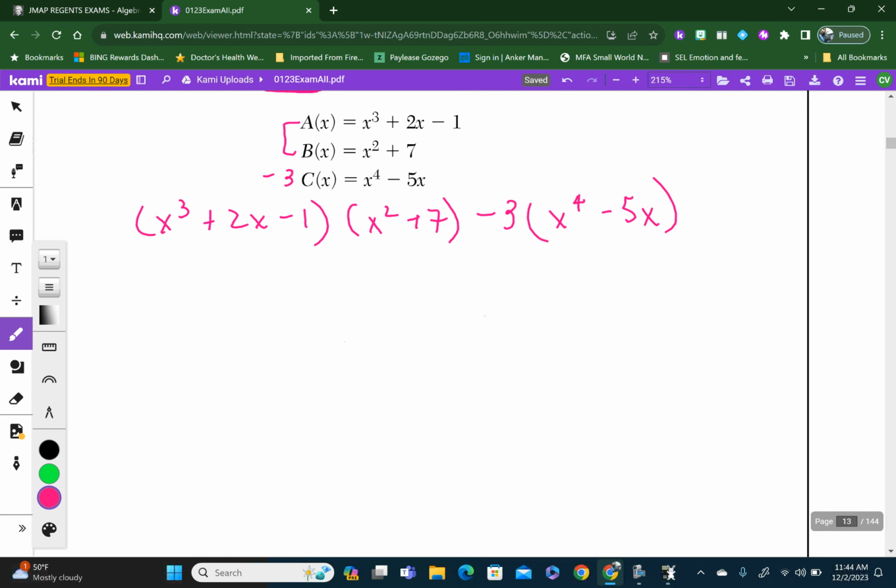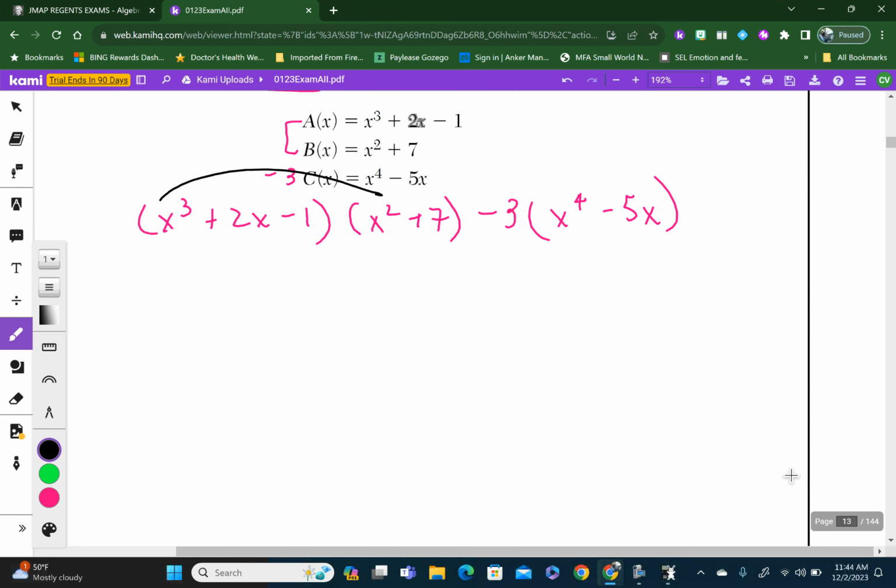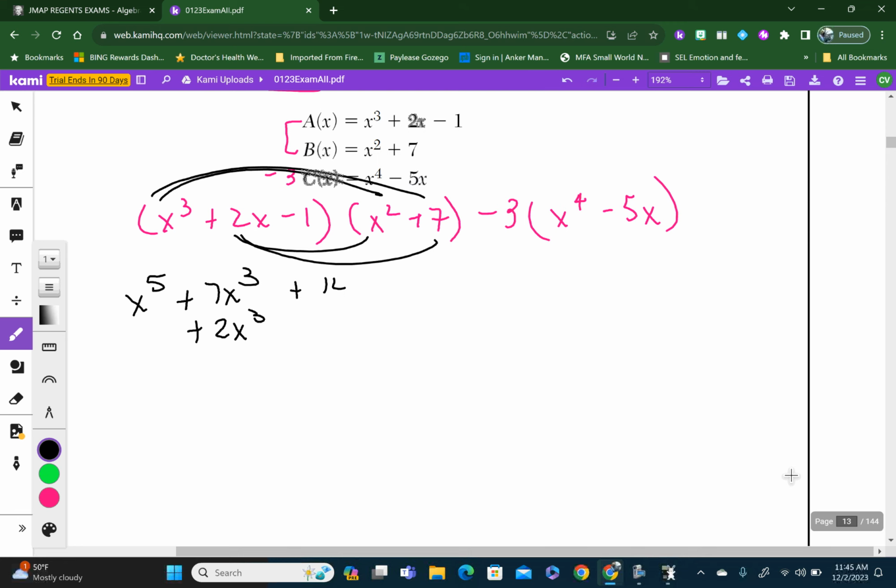So here, when you're multiplying, you use the distributive property. So this is going to be x to the fifth power. This is going to be plus 7x to the third. This is going to be 2x to the third. I like lining up as I do. That's up to you. And this is going to be plus 14x. Okay. So now I did the first one, the second one, and I'm going to do the same thing with the last one. So negative 1 times x squared is negative x squared. And then negative 1 times 7 is negative 7.